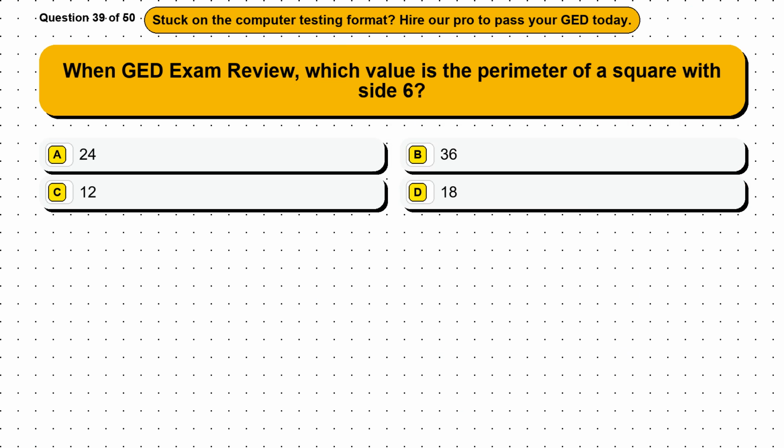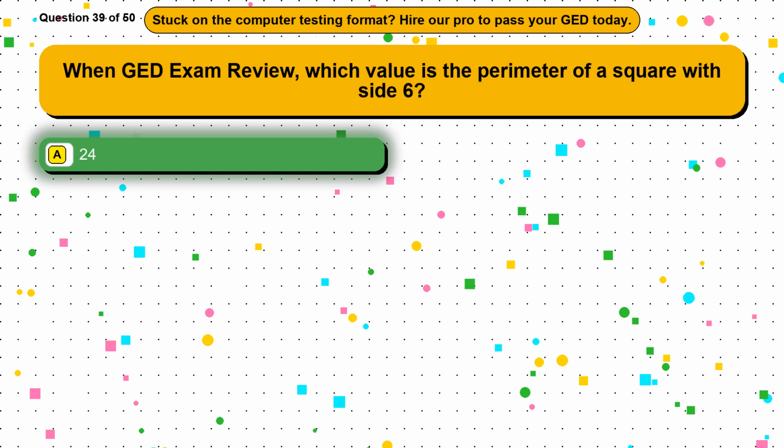Question 39. When GED exam review, which value is the perimeter of a square with side 6? Option A 24. Option B 36. Option C 12. Option D 18. The correct answer is option A.